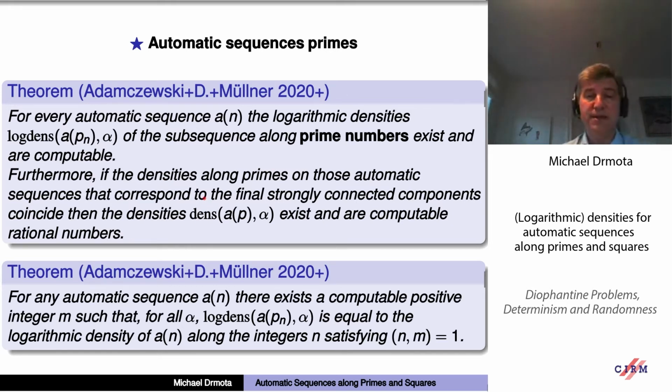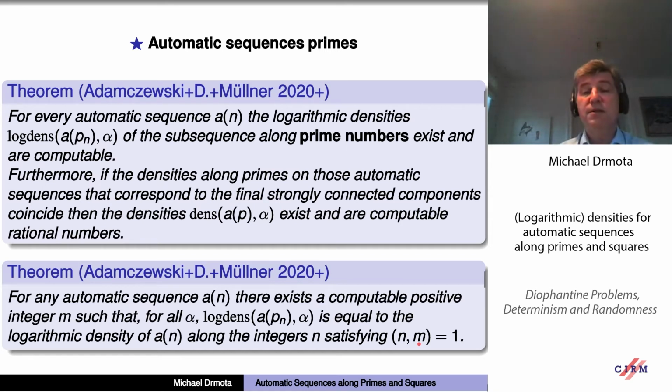There is a side result in our paper, namely that there always exists an integer m that is also computable, but there is no nice formula for that. It comes out from the proof, with the property that the logarithmic density along the prime numbers coincides with the logarithmic density of the sequence along those integers that are coprime to this number m. This is a very strange property, and we did not expect that when we started on this work.